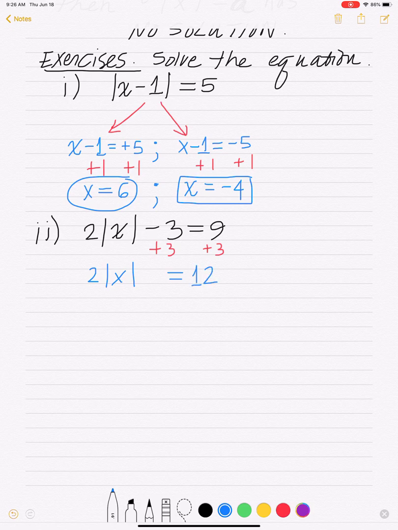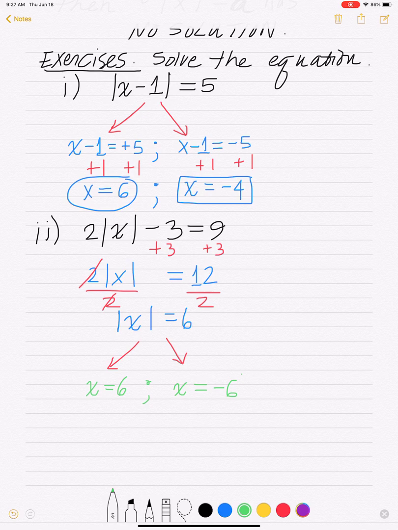The absolute value of x is not quite by itself here, so we're going to get rid of that multiplication by 2. We divide both sides by 2. On the left, the 2's cancel, and we get the absolute value of x equals, 12 divided by 2 is 6. Then this is going to branch into 2. Once you have the absolute value by itself, branch it into 2 equations, where the first has x equals positive 6. For the other, you take what's under the bars, and write it down equal to negative 6. Those will be your 2 solutions.